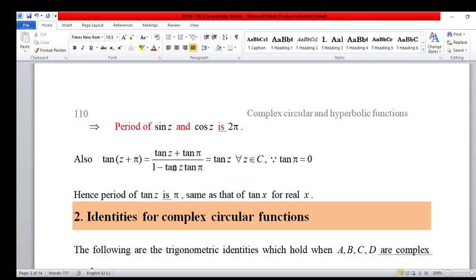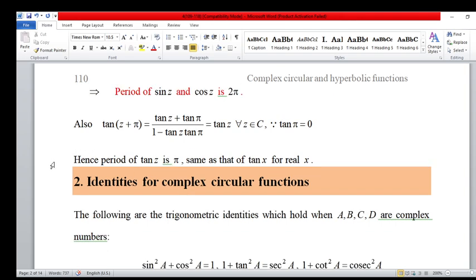tan a plus tan b upon 1 minus tan a tan b. So this is tan z plus tan π upon 1 minus tan z tan π. So tan z plus tan π, this is 0, and here again 1 minus tan 0. So we obtained tan z. There is no change. So the period of tan z is π.